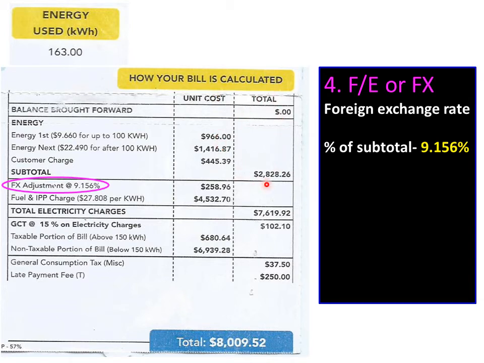So we have a subtotal of this amount, 2,828.26. And then we're going to find 9.156% of that amount to get the foreign exchange adjustment. All right. So therefore, the foreign exchange adjustment is $258.96.